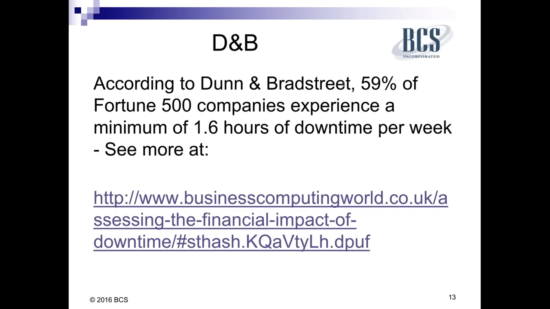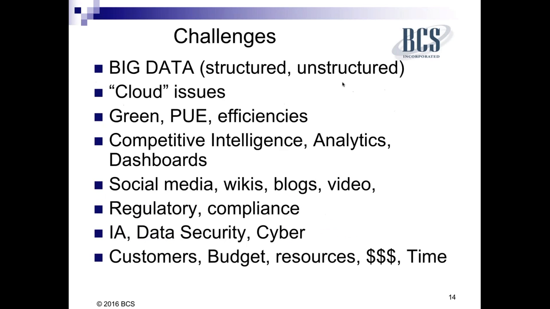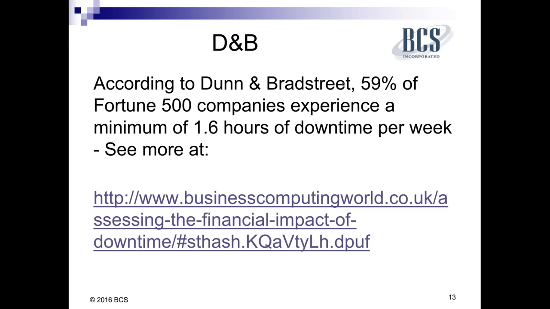Okay, Dun & Bradstreet has done some work. And again, there's all kinds of research. I just want to move through these quickly. What they're saying, a pretty good percentage of the Fortune 500 will experience a minimum of downtime, about 1.6 hours per week, whether that's a variety of causes. So you can take a look at some of that, and this is out of a Business Computing World UK study. Next slide, please.